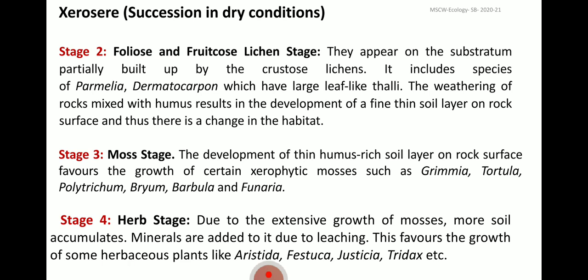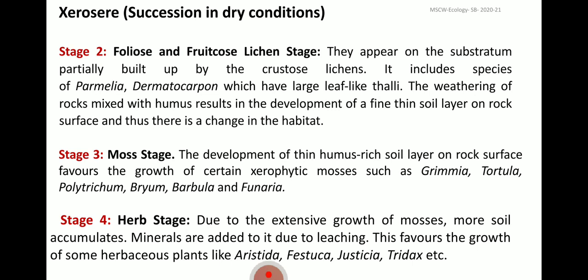The second stage is called the foliose and fruticose lichen stage, where they appear on the substratum partially built up by the crustose lichens. It includes species of Parmelia and Dermatocarpon, which have large leaf-like thalli. The weathering of rocks mixed with humus results in the development of a fine thin soil layer on the rock surface, and thus there is a change in the habitat.